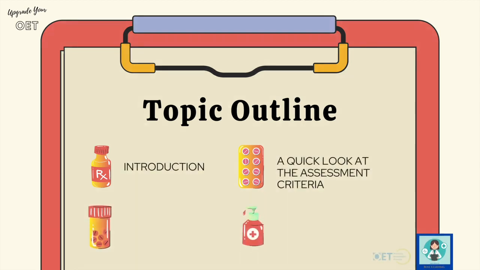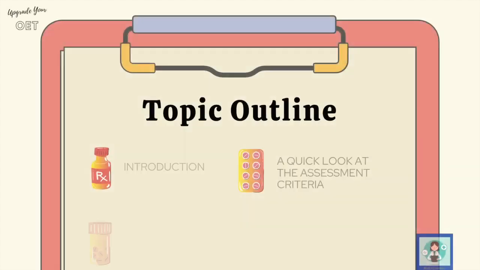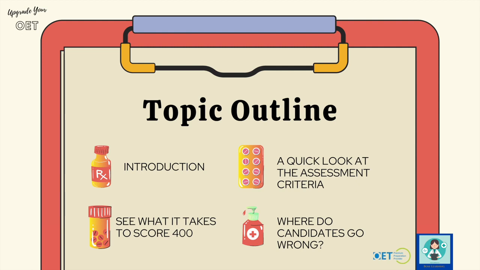So we're going to do a very quick look at the assessment criteria and also what it takes to score 400. So we're just going to be focusing on the things that students quite often go wrong on. What is just stopping them getting that higher score?